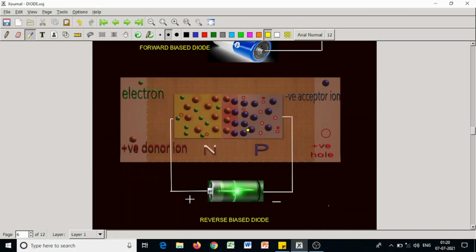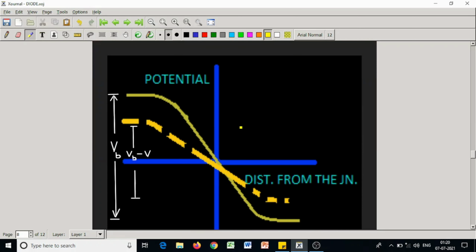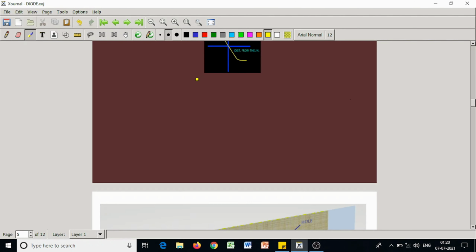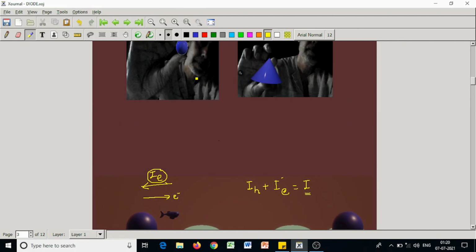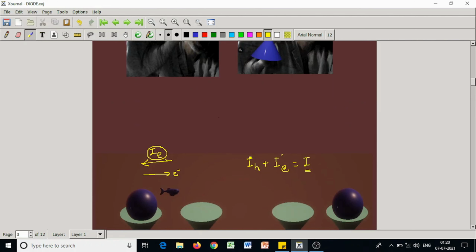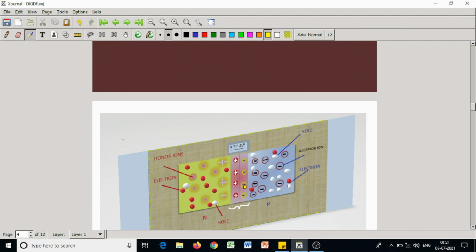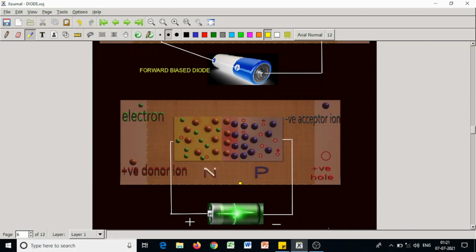That is very important. Both currents are in the same direction. The total current is in the same direction. This is called forward current, which increases exponentially with the applied voltage.